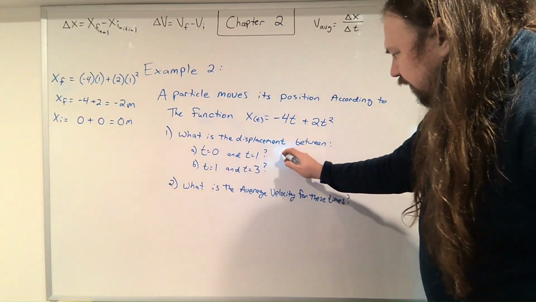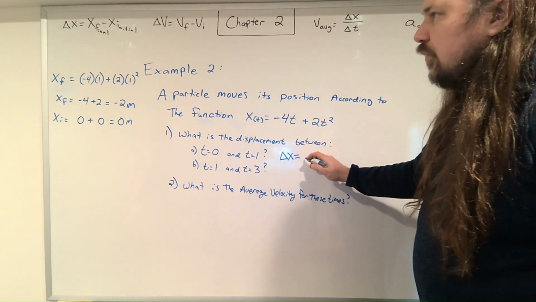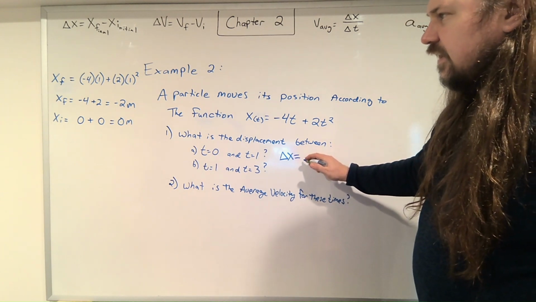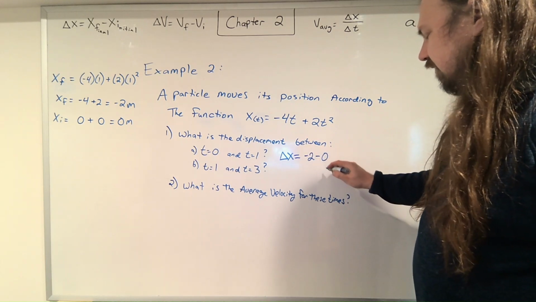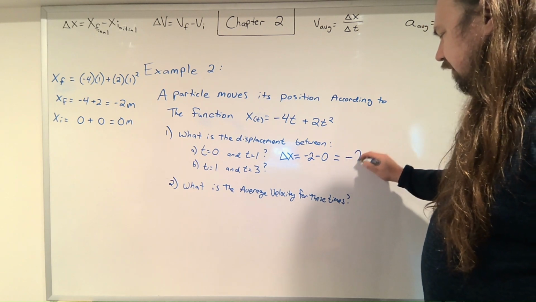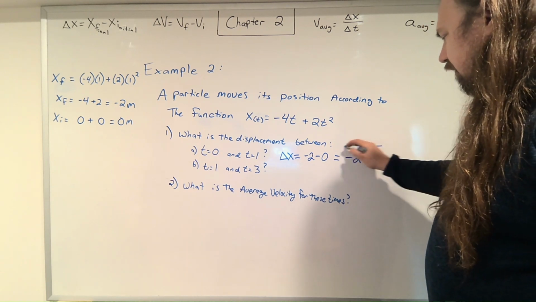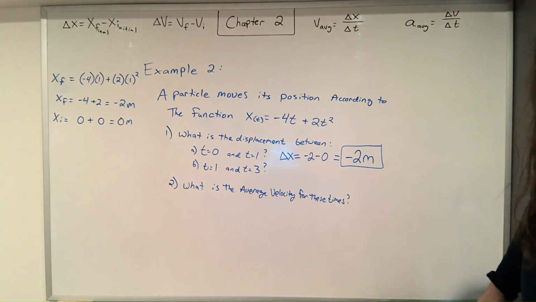Okay. So what is the displacement between t equal to 0 and t equal to 1? Okay. The displacement here would be equal to xf minus xi. Xf is negative 2. Xi is 0. That means then the displacement, negative 2 minus 0, is negative 2 meters.